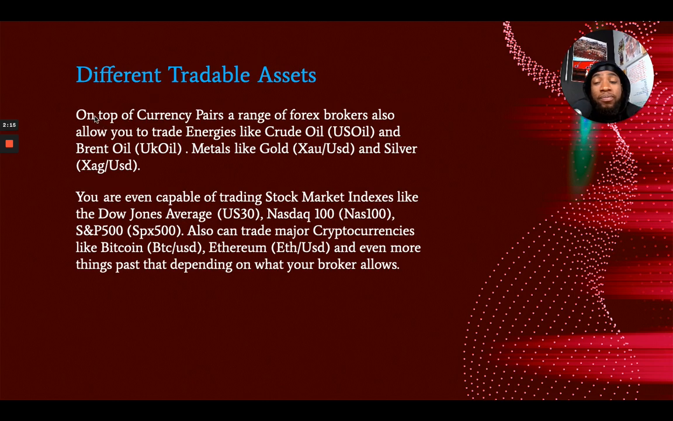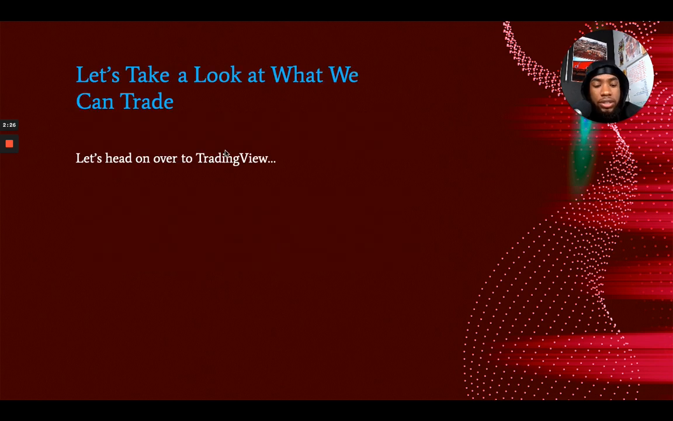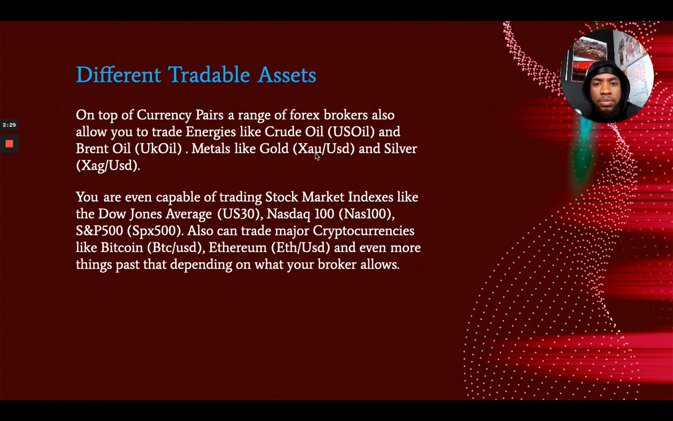Different tradable assets. On top of currency pairs, a range of Forex brokers also allow you to trade energies like crude oil, US oil, and Brent oil, UK oil. Metals like gold, XAU USD, and silver, which is XAG USD. You're even capable of trading some of the stock market indexes like the Dow Jones Average, US 30, NASDAQ 100, NAS 100, S&P 500, Standard and Poor's 500, and also major cryptocurrencies like Bitcoin, Ethereum, and even more things past that, depending on what your brokers allow.